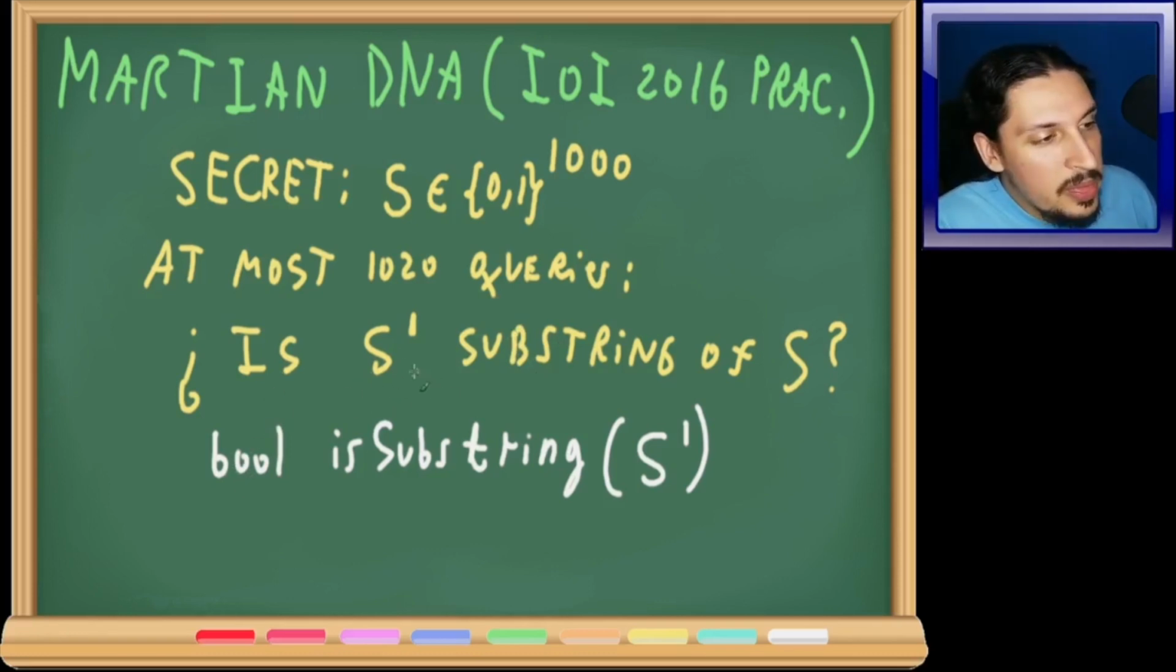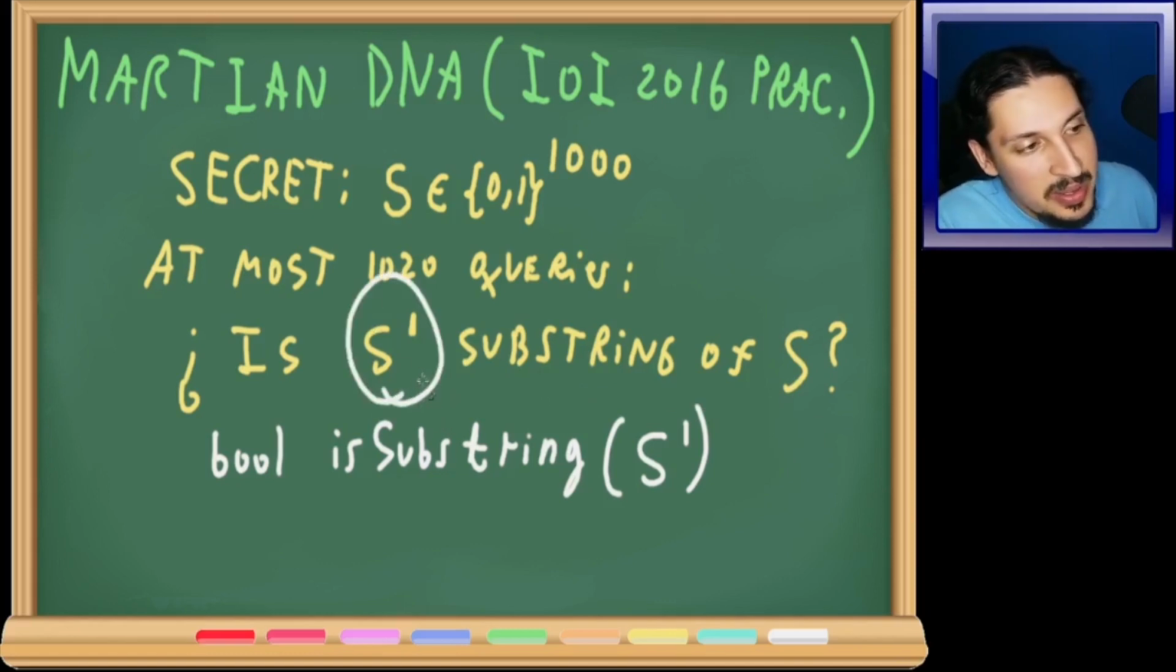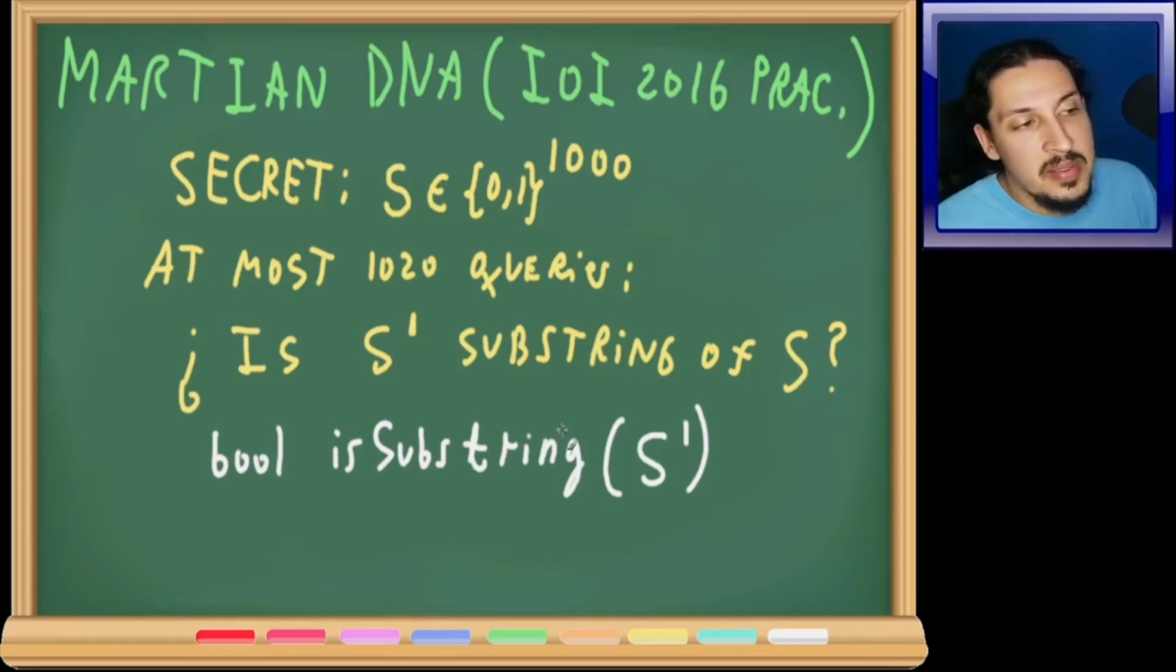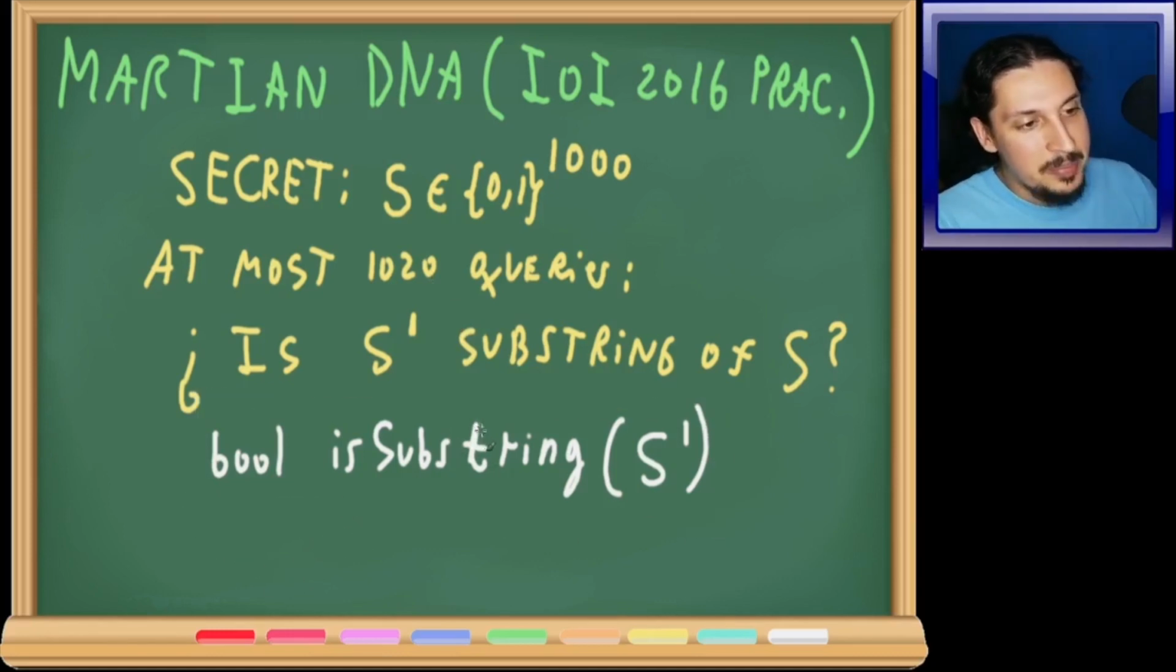The only thing that we can ask in order to discover S is: is S prime a substring of S? So we can choose another string, S prime, and the system will tell us yes or no whether that is a substring of the hidden string. And that's all. We have at most 1,020 questions, and we must discover the hidden string. This would be the function, just to encode our queries and make it clear. We pass it any string we want, and we are told if that is a substring of the secret or not.